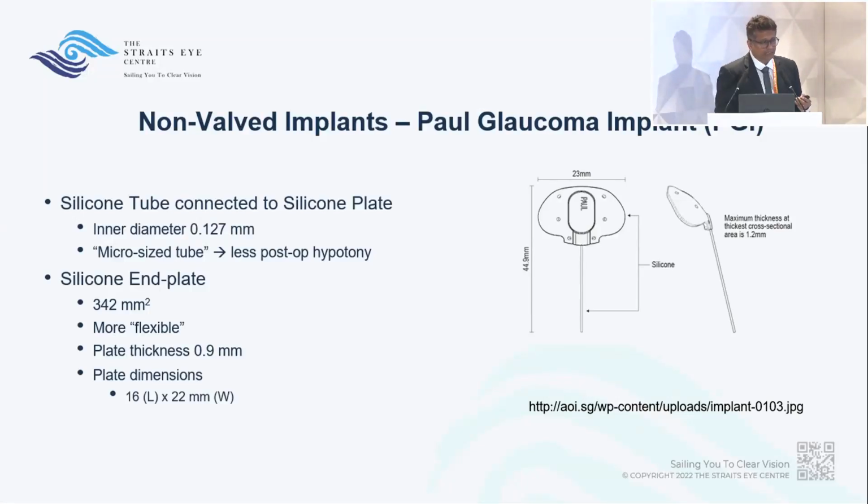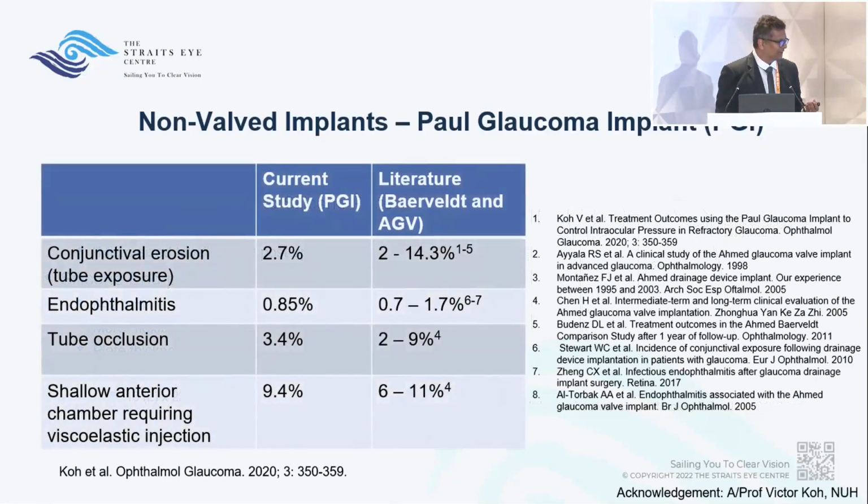There's another, the Paul glaucoma implant, which was developed by my colleagues in Singapore in the National University Hospital system. They tried to combine the advantages of both. They wanted a larger plate so that there's more drainage, but also a smaller tube without a valve such that there's reduced chance of hypotony. Is there truly reduced chance of hypotony? Studies have shown that they still get hypotony, unfortunately.